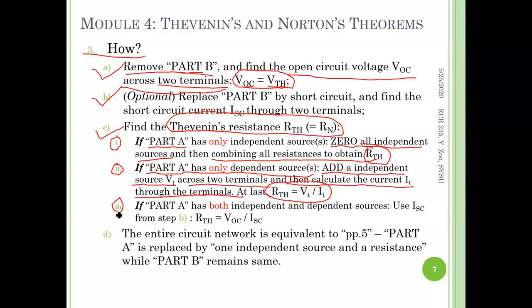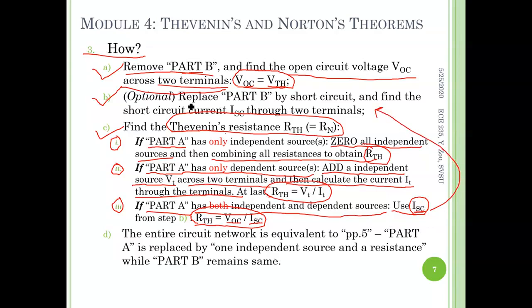Last, case 3: if part A has both independent and dependent sources, which obviously is the generalized case, then what we need to do is find I sub SC. From the subscripts, we can tell it means short circuit current, and then the Thevenin resistance equals the open circuit voltage divided by the short circuit current. And how to find the short circuit current? We need to go back to step B.